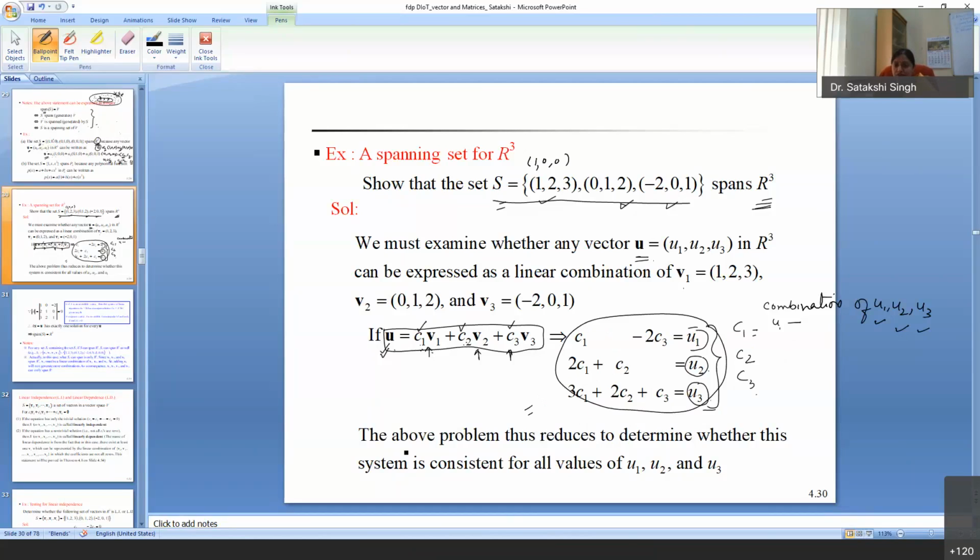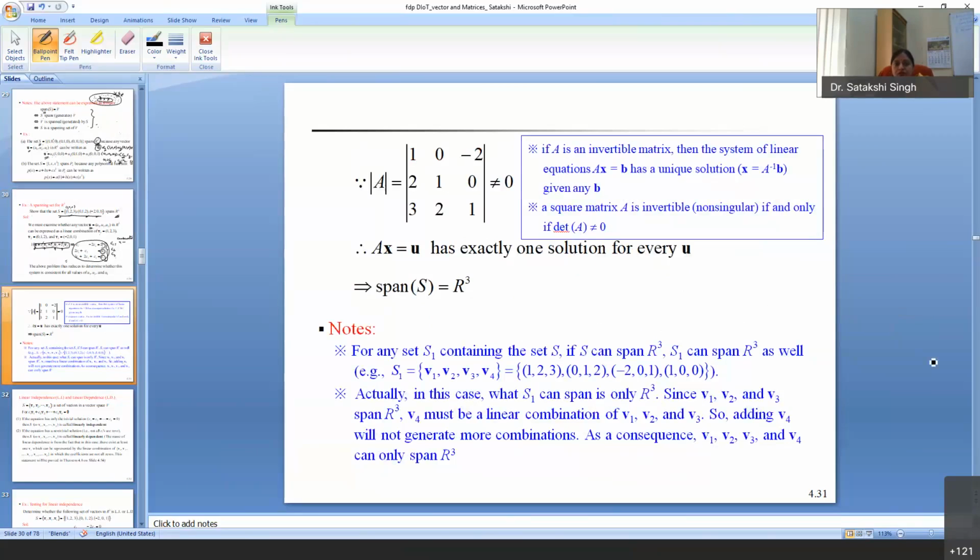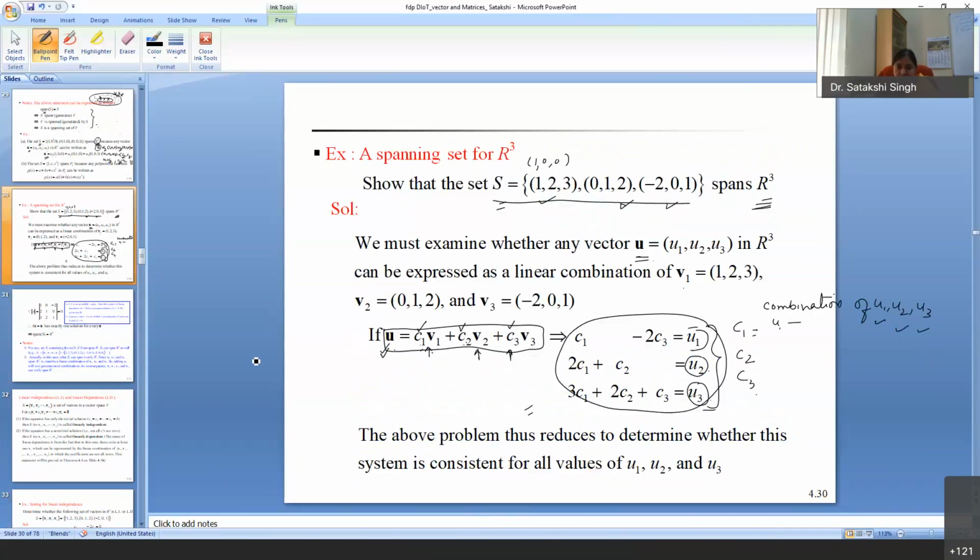But to check whether we will get a solution or not, we find the determinant of the matrix A. You might have already studied that we write this linear system of equations in the form Ax equals B, where B is the right hand side vector. You write it as the vector u1, u2, u3, and the vector x is c1, c2 and c3, and A is nothing but the coefficients here, written as 1 0 minus 2, 2 1 0, 3 2 1.